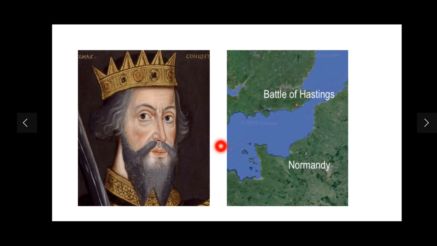Here you can see William I, who became the king of England after the defeat of the Anglo-Saxons, and he was the first Norman king. So he defeated the Anglo-Saxons in the Battle of Hastings. And here you can see Normandy.